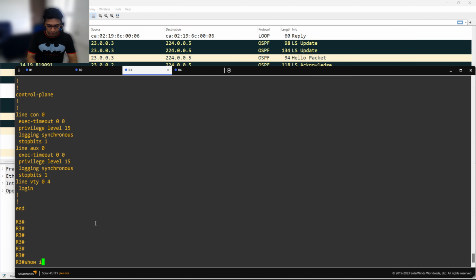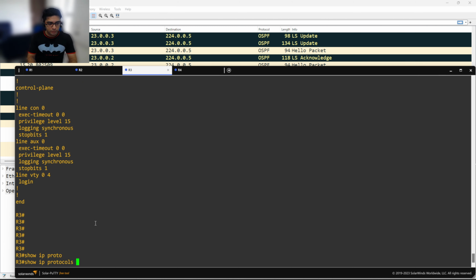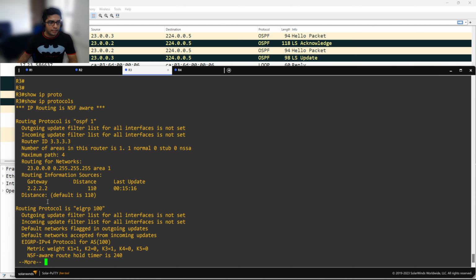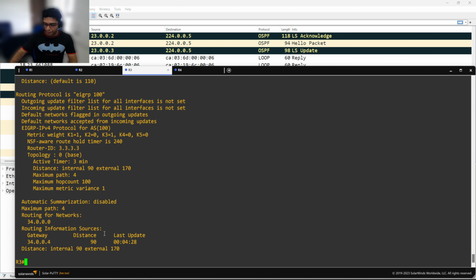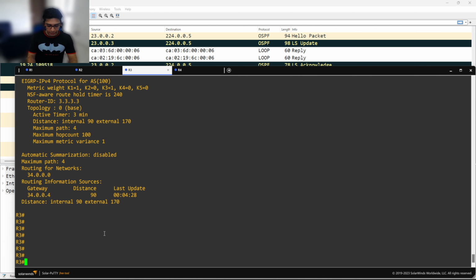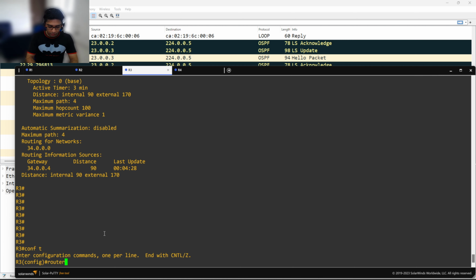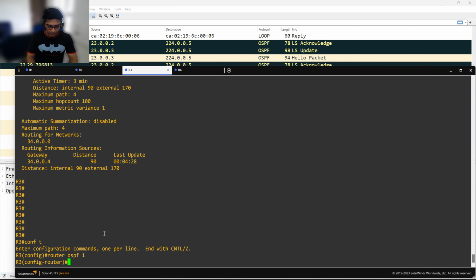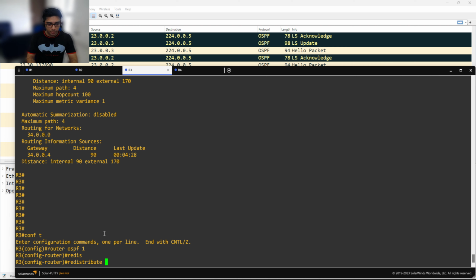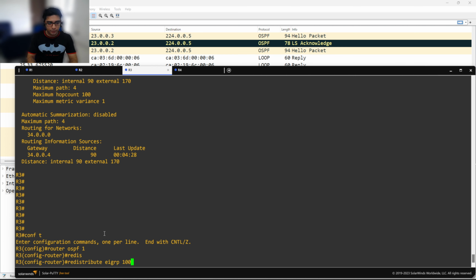And let's again verify with another command, show IP protocols. We will see it is not an ASBR. Right. Now let's redistribute the EIGRP network. Configuration terminal, router OSPF 1, redistribute EIGRP 100 subnets.